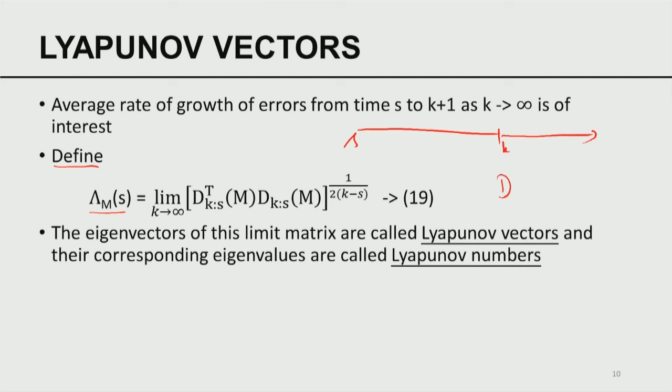You remember D, K, S, M, which we have also called A. I am going between A and this whenever we need to. So this is simply A transpose A, that is the Gramian. S is fixed, it depends on M. I am going to let K go to infinity. So I am interested in the long term value of the Gramian A transpose A. I am also interested in the 2 times k minus s, the root of this matrix.